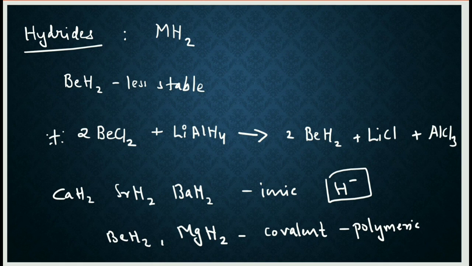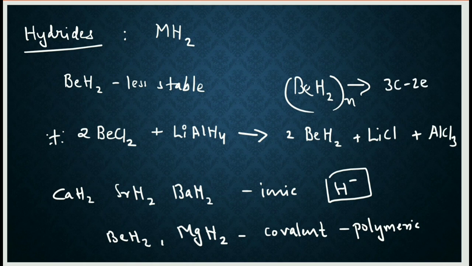Polymeric structure means BeH2 n times. So 3 center 2 electron bonds are present. What are 3 center 2 electron bonds? The banana bonds, which are seen in boranes. So when you analyze the structure of borane, you can see a banana bond.